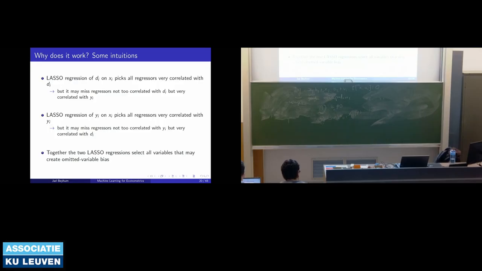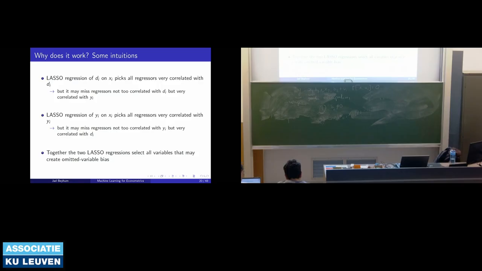The variables that are not selected by these two steps are just the variables that will create very little omitted variable bias, because to not be selected by the first step, you need to be very little correlated with di, and to not be selected by the second step, you need to be very little correlated with yi. So the variables not selected by the two steps are both very little correlated with yi and with di, so they are not going to create a lot of omitted variable bias. And that's why these two steps together avoid this selection problem.